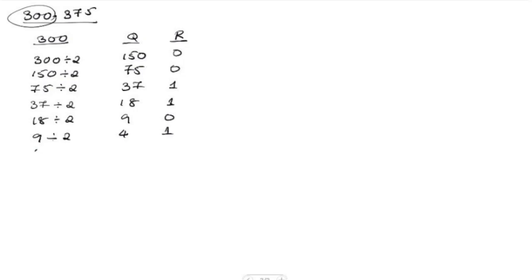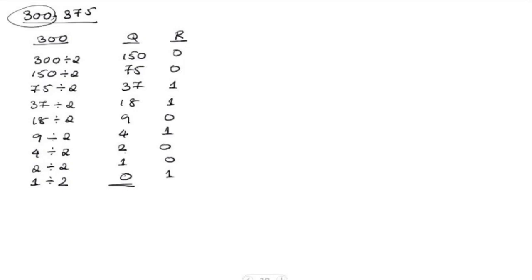And then we take the 4 divided by 2, we get here 2 and 0 as the remainder. We take the quotient 2 now from here and divide by 2 again, and we get 1 and 0 as the remainder. Now we take the quotient 1 divided by 2, and this gives us 0 as the quotient and remainder as 1. So once we reach quotient 0, we are done.